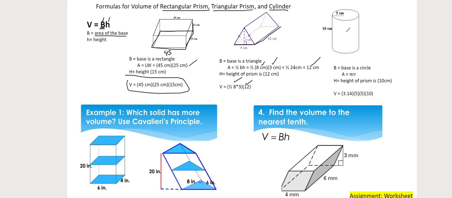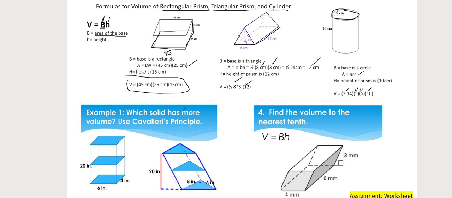Then if we go to the cylinder, again, the same formula: big B times H. What is the area of the base? Well, my base is a circle, okay? So again, we need to find the area of a circle. How do we find the area of a circle? Area is equal to pi times r squared, okay? Notice I'm multiplying r two times. So in this case, we're going to do 3.14 times the radius, which is 5. So we'll do 5 times 5. And then you multiply by h, which is the height, and the height is 10. And that's it. That's the volume for that.